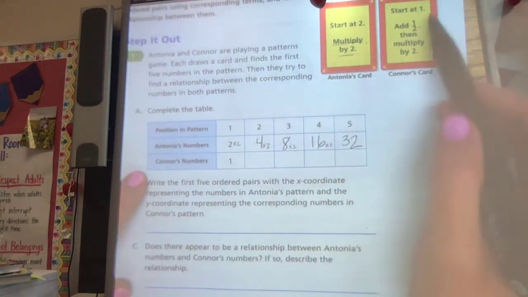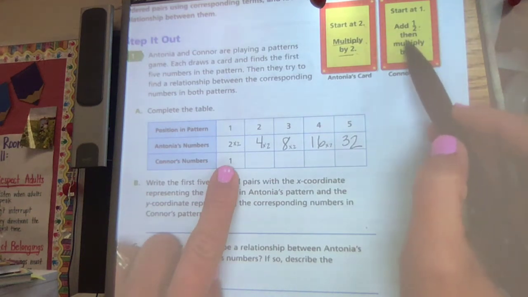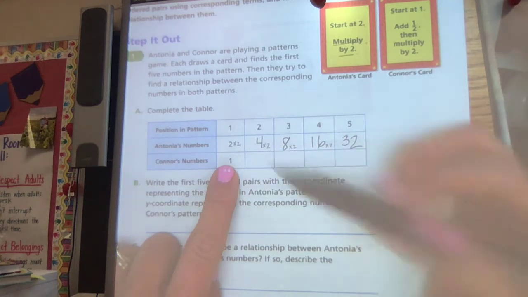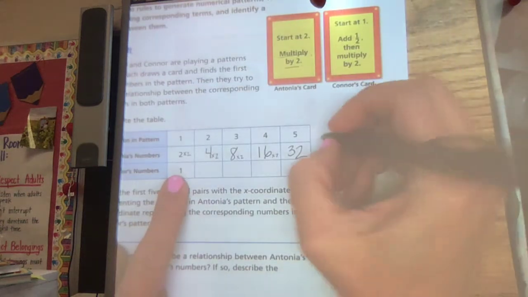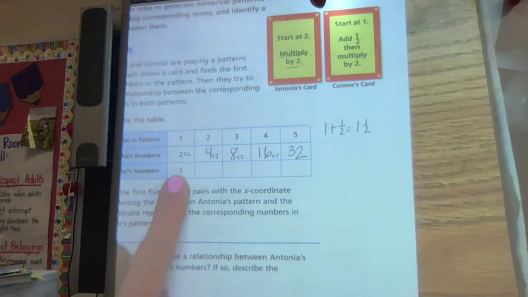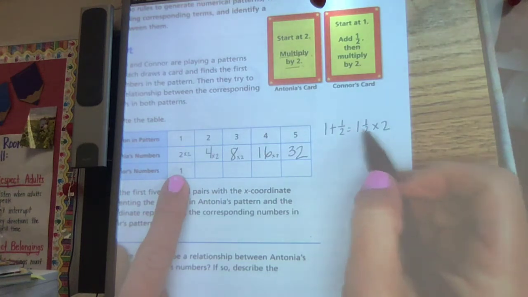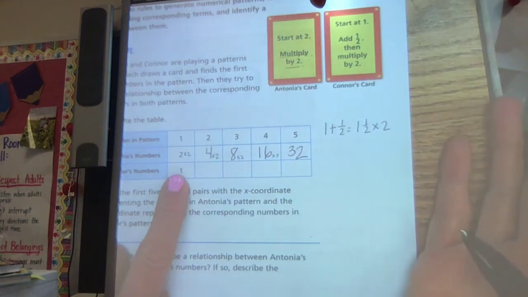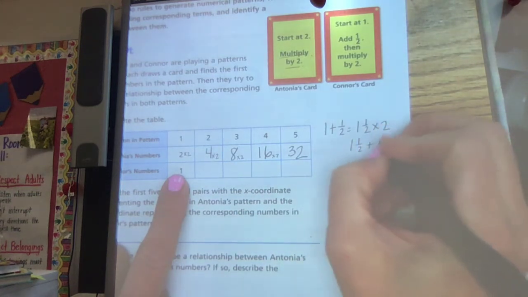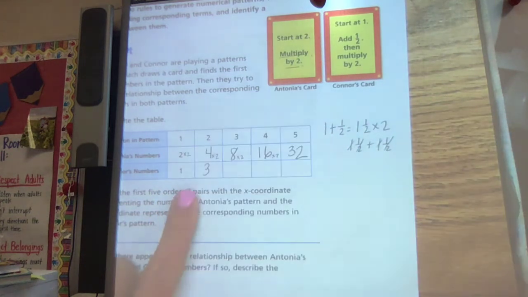Same thing for Connor. We follow what it says. Start at 1. There's our 1. Add 1/2, then multiply by 2. So we've got to do a couple of things for his next one. So first it says add 1/2. 1 plus 1/2 would be 1.5. Then multiply by 2. Or we know multiplying by 2 is adding itself twice. So I know if I have 1.5 and 1.5, I'm going to get 1, 2, 2.5, 3. So my next number is 3.